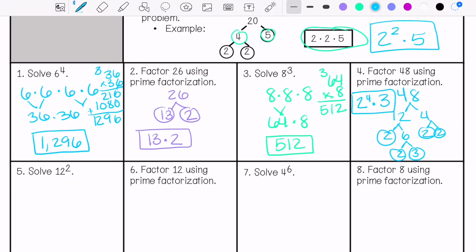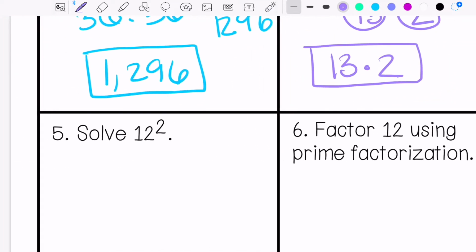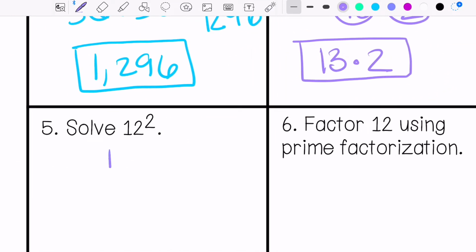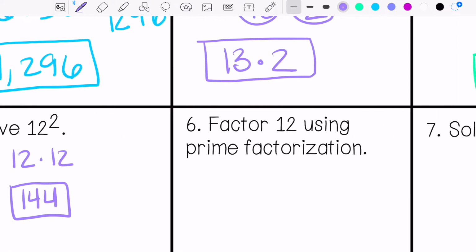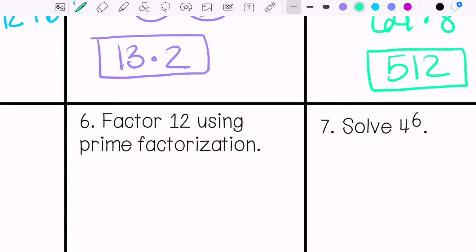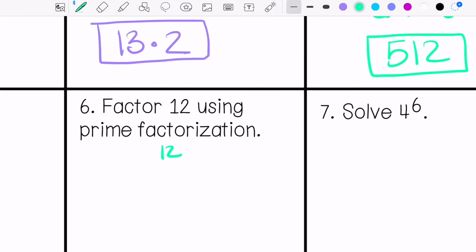All right, number 5 says solve 12 squared, so that's 12 times 12. You could multiply this out. I know that 12 times 12 is 144. Number 6 says factor 12 using prime factorization. 6 times 2 and 3 times 2. So this would be 2 squared times 3.